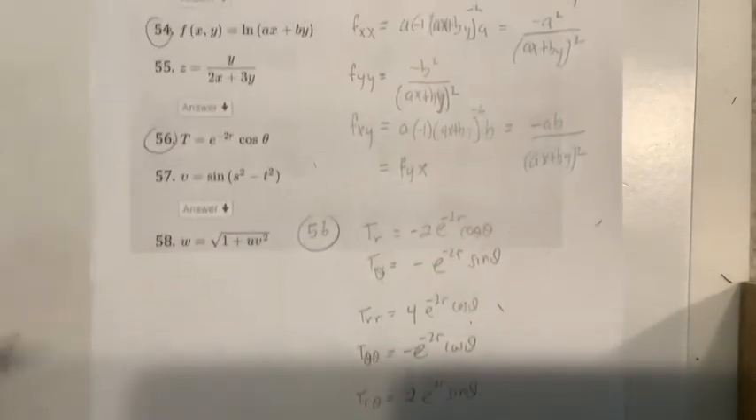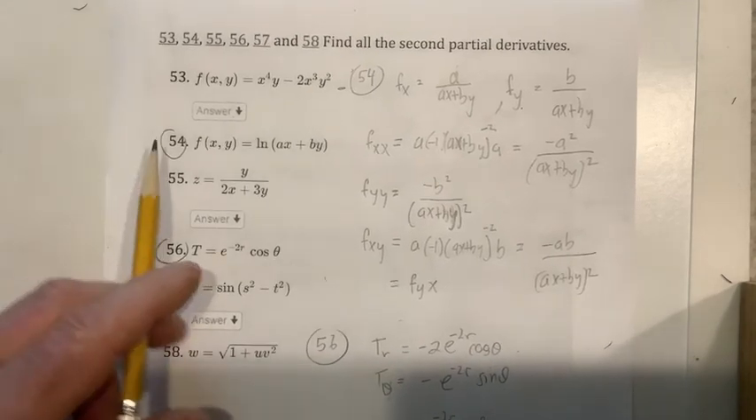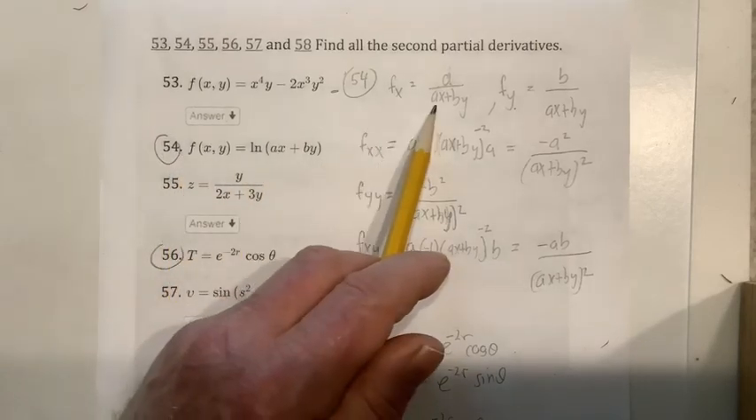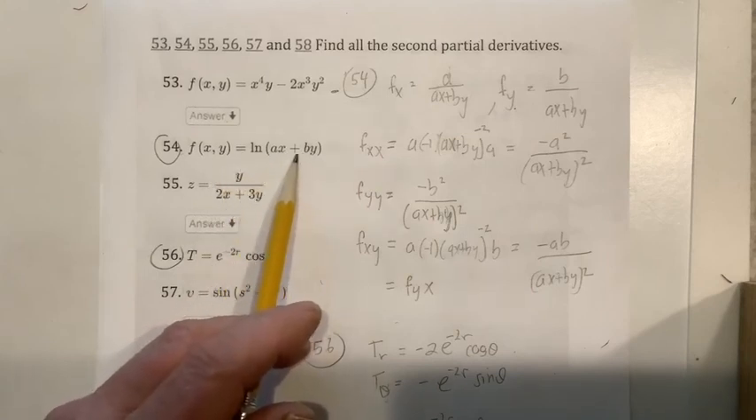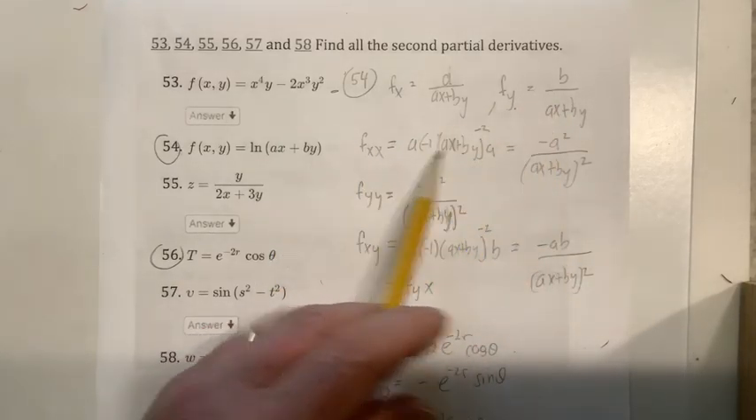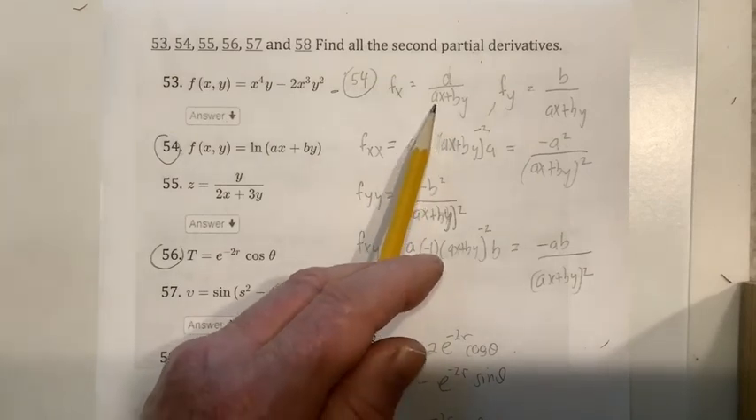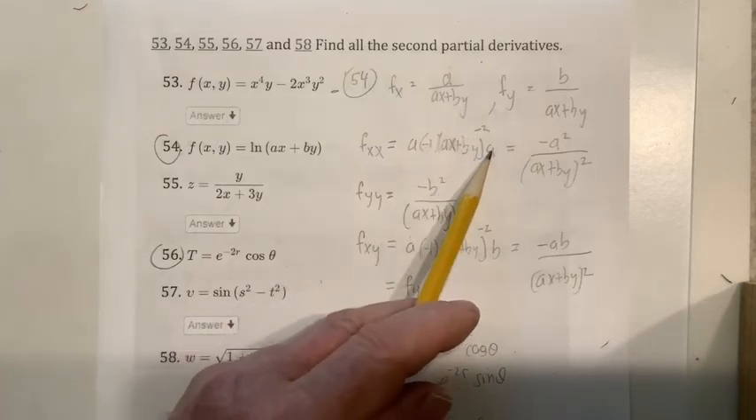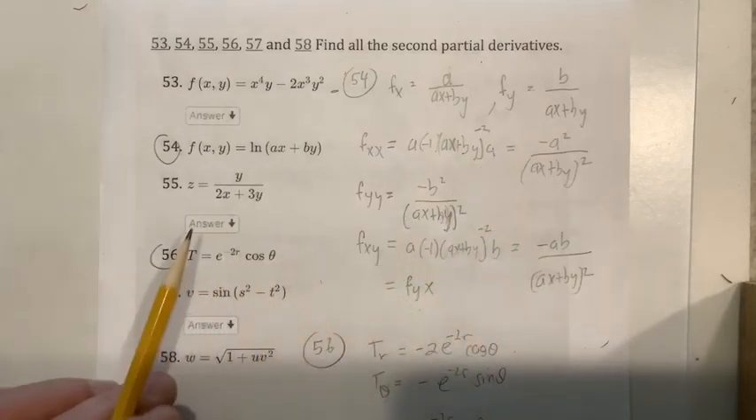Okay, we're almost done. Let's do one more here. It says find all the second partials for number 54. So you have to find f sub x first and f sub y. So the derivative with respect to x would be 1 over this thing times a, and the derivative with respect to y would be 1 over this thing times b. And then you would take the derivative of that with respect to x. So the a factors out, and this is ax plus by to the negative 1 power. So you get negative this to the negative 2 times the derivative of what's inside. And you get this.